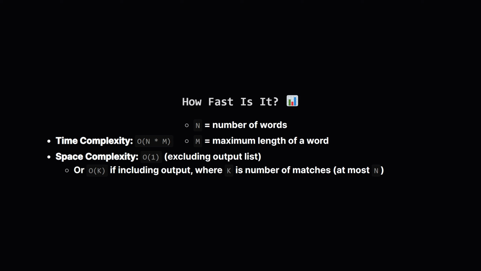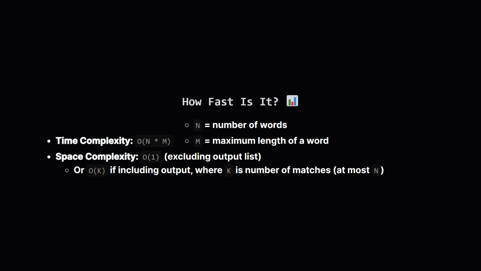So let's think about how efficient this solution is. For time, we have to look at every word in the input list. Let's say there are n words in total. For each of these words, we then check if the character is inside it. In the worst case, for a very long word, we might have to scan through all of its characters. If the maximum length of any word in our list is m characters, then the total time taken will be roughly proportional to n multiplied by m. In big O notation, we write this as big O of n times m.